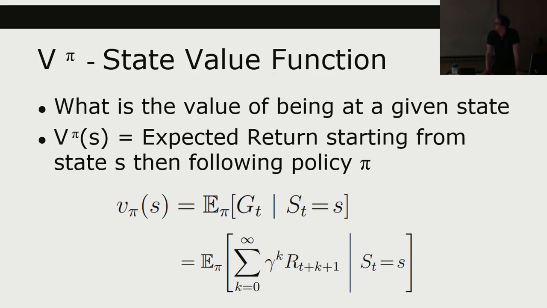Okay? So the value of state S given a policy pi, very similar to the last one, except we're not taking an action first. So it's the expected value of the return given that you're at state S, which is just the expected value of the sum of discounted rewards starting at state S and following policy pi.